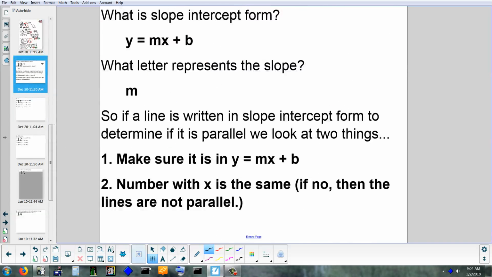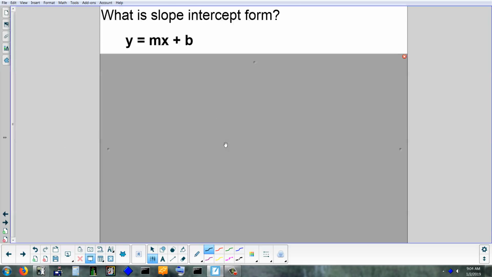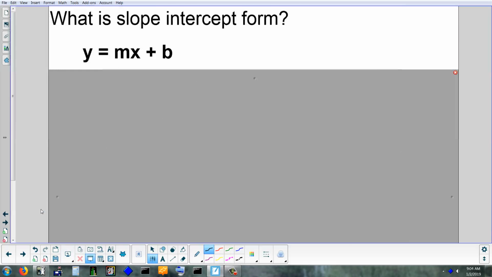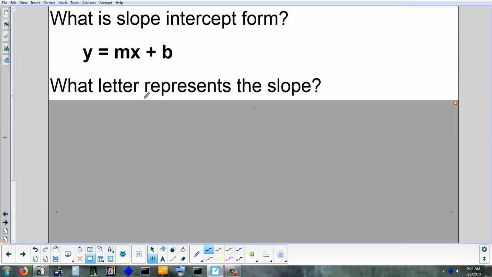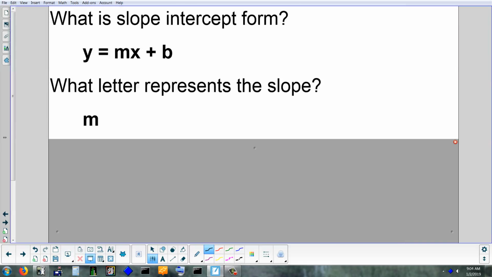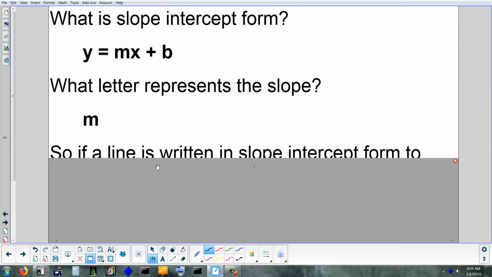So now this one, if we go through slope-intercept form, we've already talked about this a bunch today, right? Y equals mx plus b. In that formula, what letter represents slope? The M, right? Or like we've talked about, the number with x. M is slope. So we're always focusing on the number with x attached, all right?